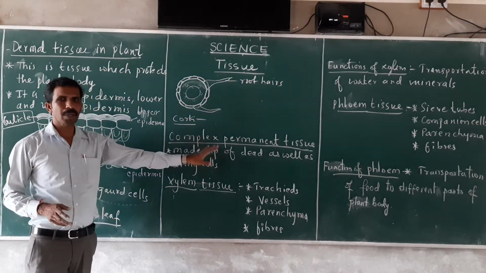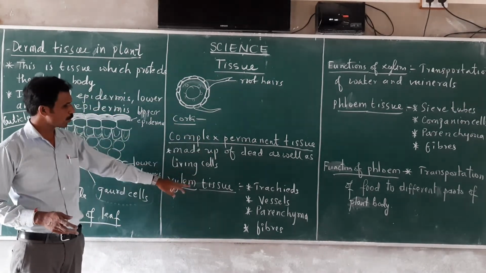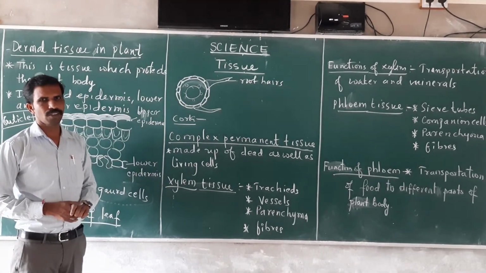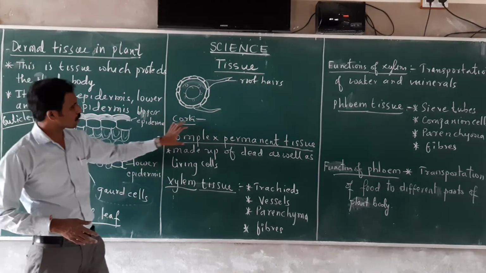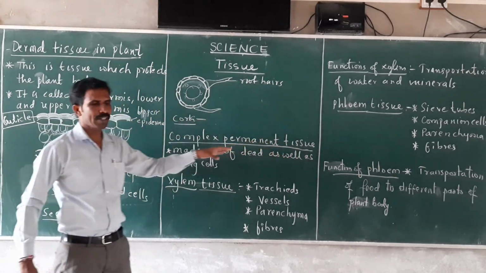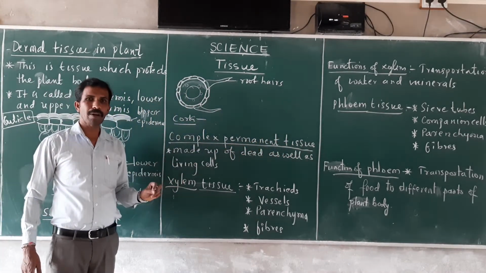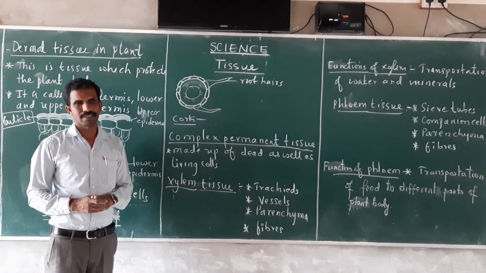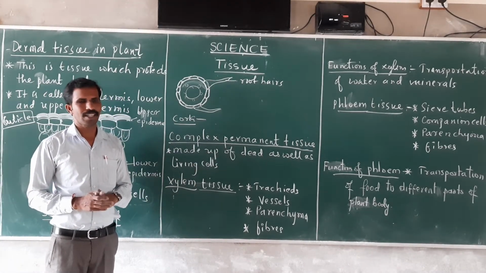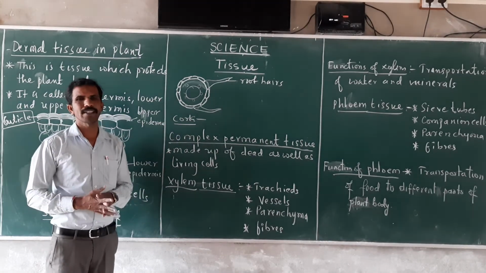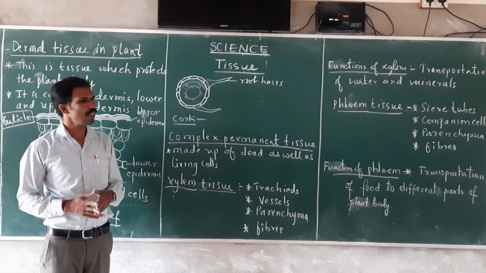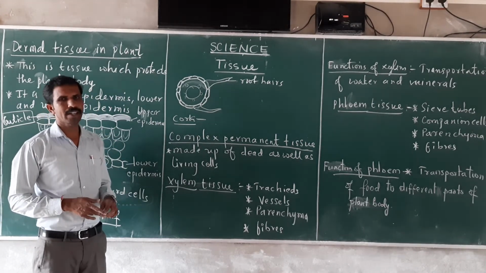In this complex permanent tissue, there are mainly two types: xylem tissue and phloem tissue. Why is it a complex permanent tissue? Because they are made up of both dead cells as well as living cells. That's why it's complex permanent tissue. They have many types of cells present. That's why we call it complex permanent tissue.